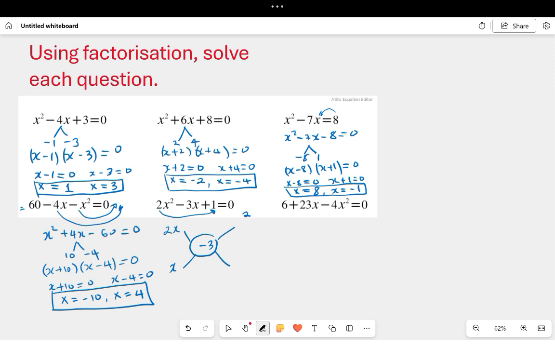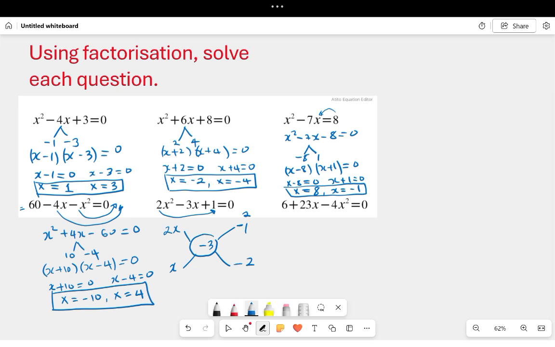Now after that, we are going to figure out what are the numbers in this case that, when we multiply, we get positive 2, but when we add, we get negative 3. Now the two numbers are negative 1 and negative 2. So I put negative 1 here and negative 2.